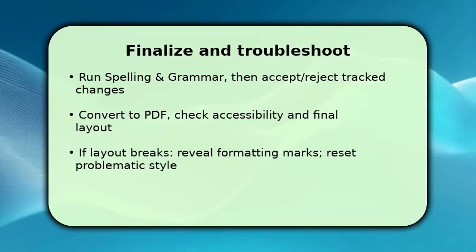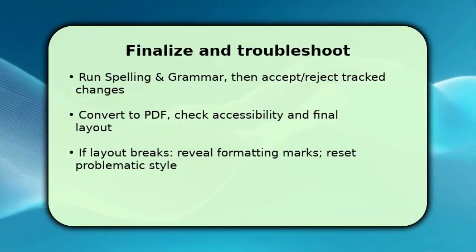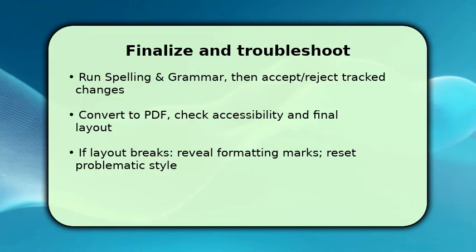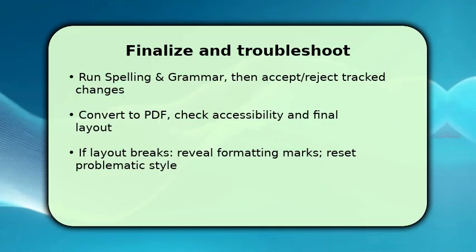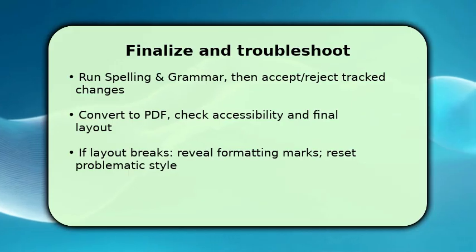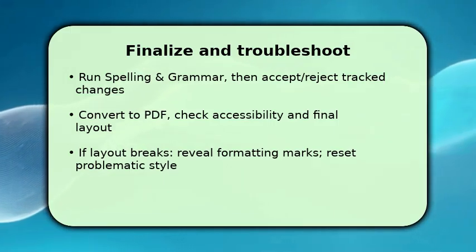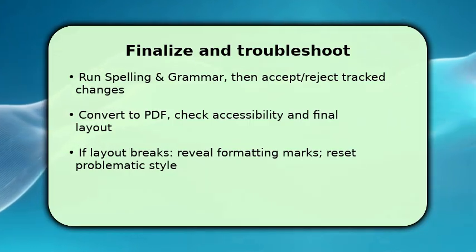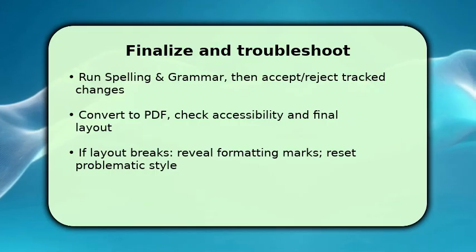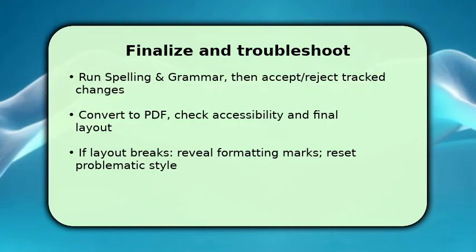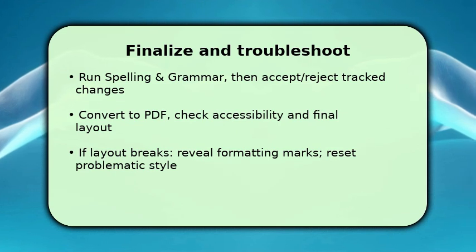You wrap up by running spelling and grammar, then reviewing track changes and accepting or rejecting edits so the document is clean. Next, export to PDF and run an accessibility check to ensure headings and alt text are preserved. That prevents issues for recipients. If something goes wrong, say spacing or header shifts, reveal formatting marks and inspect the style definitions. Resetting or reapplying the affected style usually fixes cascading problems. Make sure to save a version copy before final export.